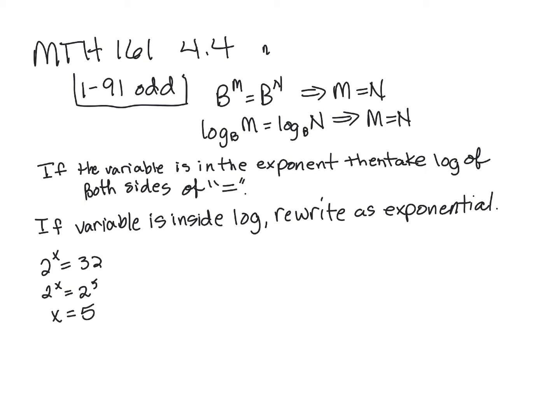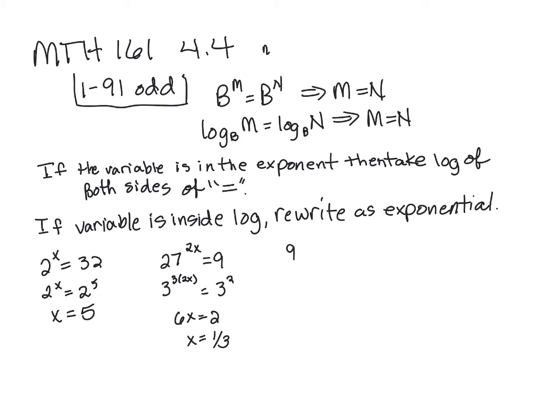Simple enough. What about 27 to the 2x equals 9? Well, 27 and 9 are both powers of 3. So this is 3 cubed raised to another power. You multiply the powers, and it equals 3 squared. That gives me 6x equals 2 and x equals 1/3.